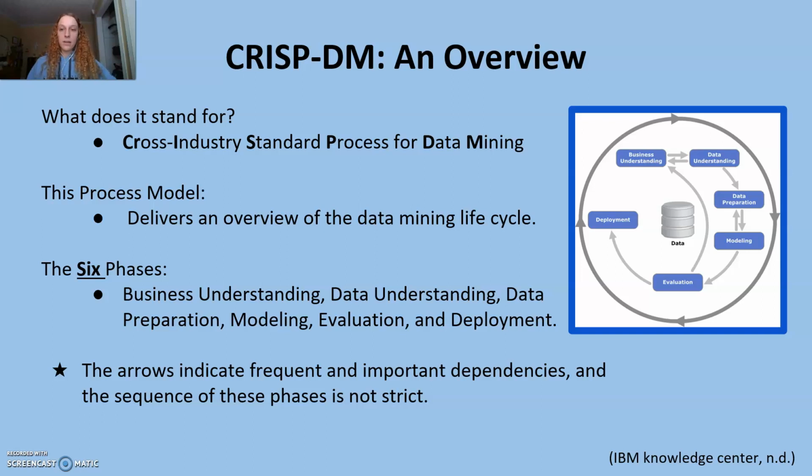The process model delivers an overview of the data mining lifecycle. The 6 phases are business understanding, data understanding, data preparation, modeling, evaluation, and deployment. And as you can see in the diagram on the right, it has each of our 6 phases, and the arrows indicate frequent and important dependencies between each of the phases. And there isn't a strict sequence of these phases. You can move fluidly back and forth between all of them.